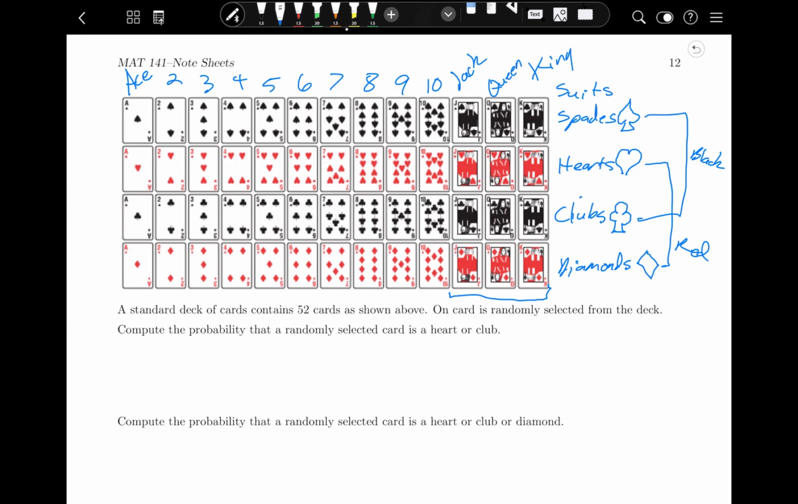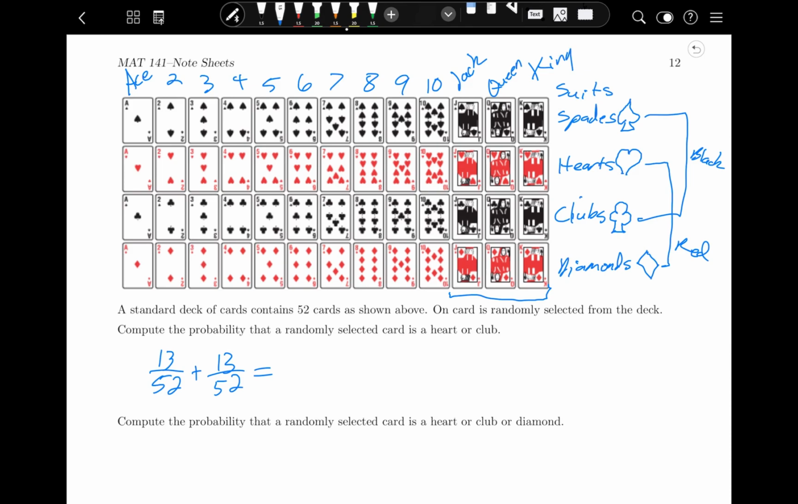And so I think that's enough information about playing cards for you to be able to do any of these probability problems. So compute the probability that a randomly selected card is a heart or a club. So these are all mutually exclusive. So the first question, how many hearts are there? Well, there's 13 in each suit out of 52 total. And then how many clubs are there? Well, there's 13 out of 52.